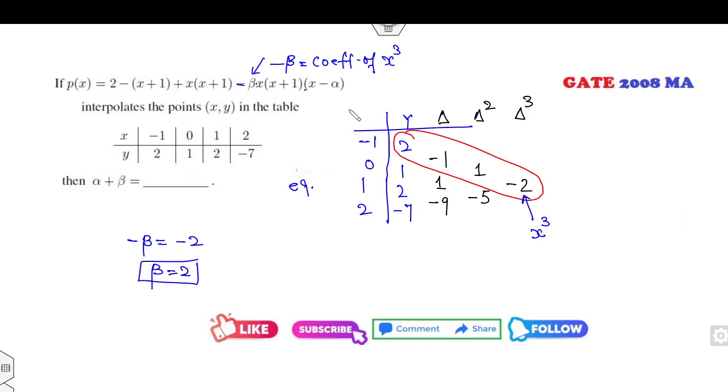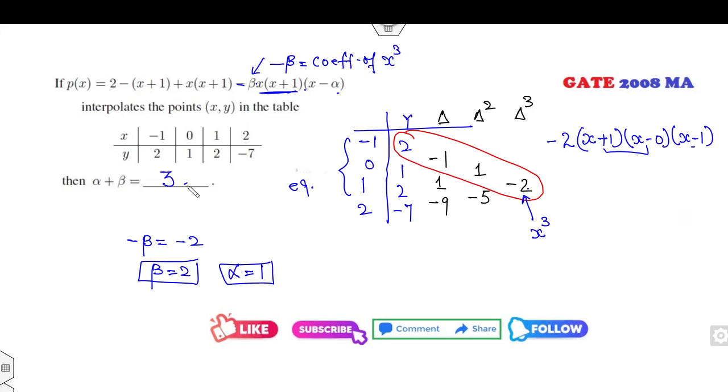How can you find the alpha? Now since it is x cube, you can write the three pairs. You can see x plus 1, x minus 0, x minus 1 into the coefficient, that's the minus of 2. Now you can compare them. x into x plus 1 is already there. So can you find the value of alpha? Alpha is my 1. So the right answer of this problem is 3.